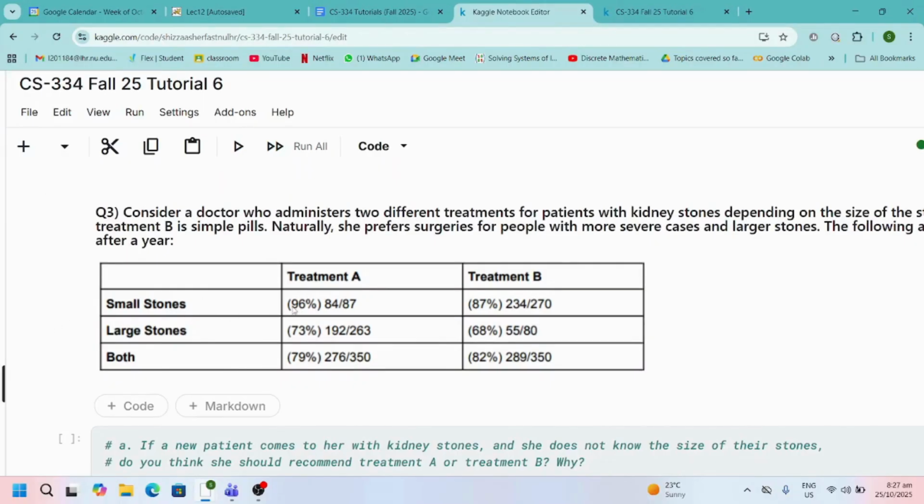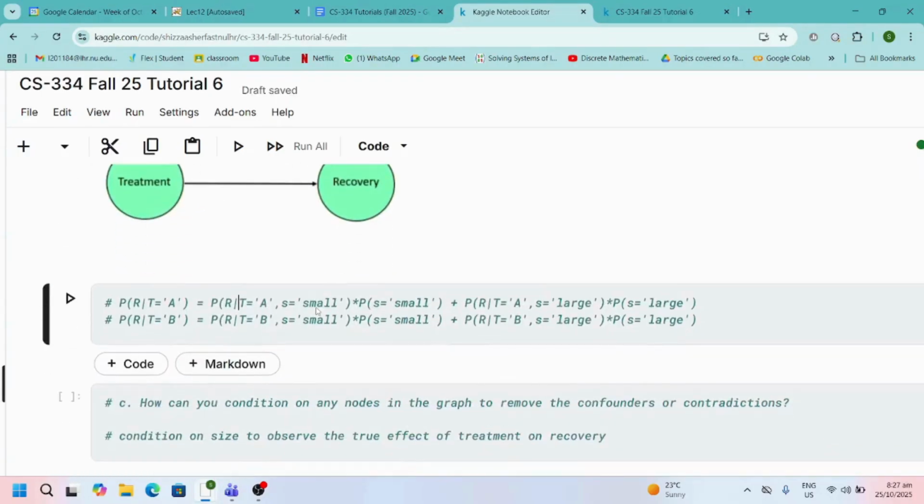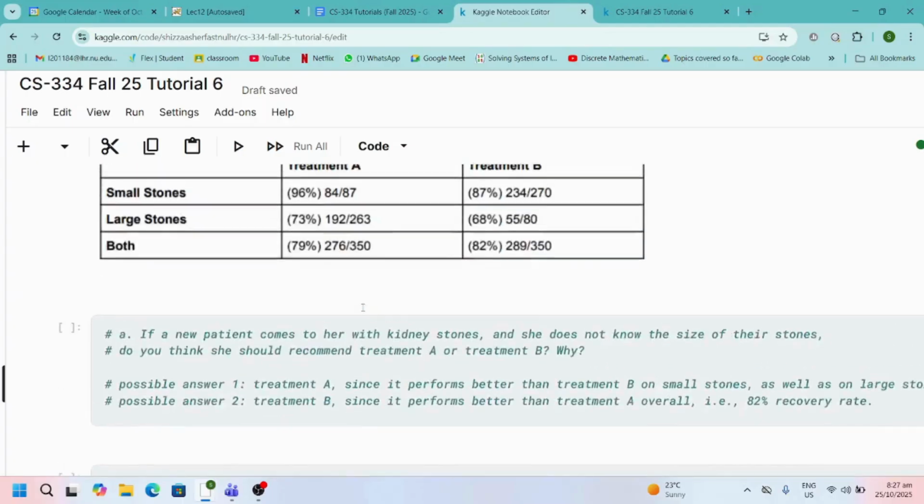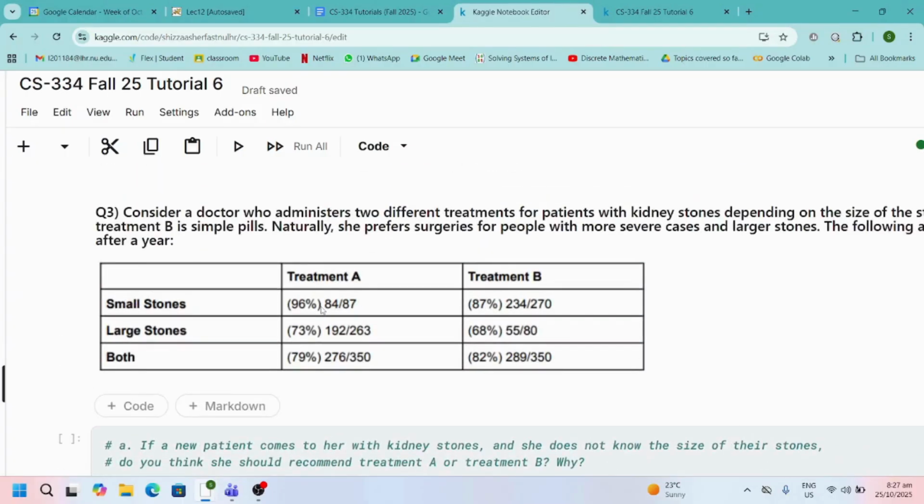Treatment is A, size is small. Probability of recovery is 96%, 0.96. Then that is multiplied by the probability that the size is small. So what is the probability that the size is small? I have 350 plus 350 stones, 700 stones in total.